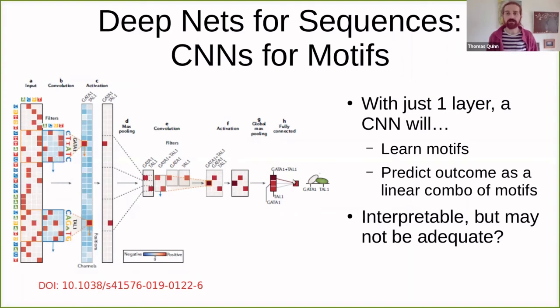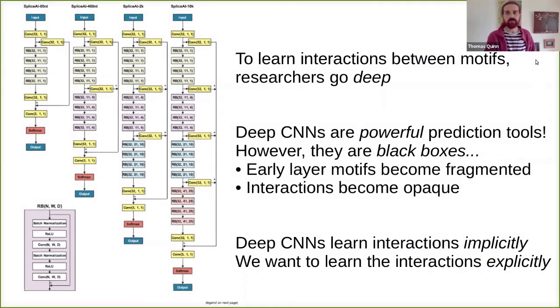When you have a single layer, you can very easily learn motifs, and you can predict the outcome as a combination of those motifs. It's interpretable, but it may not be adequate for all problems. Because of the complex nature of the genome and the fact that motifs often interact in very elaborate ways that we don't always know, it's more common now to build deep convolutional neural networks where the deeper layers of convolution can begin to capture these complex interactions. They're very powerful prediction tools. However, deep convolutional neural networks are black boxes.